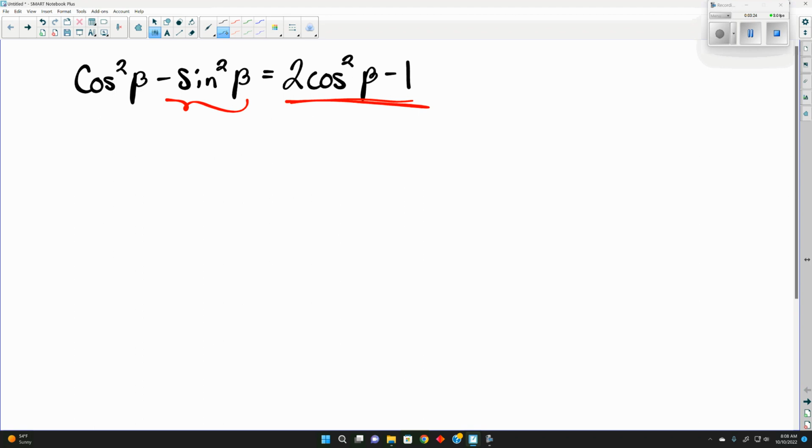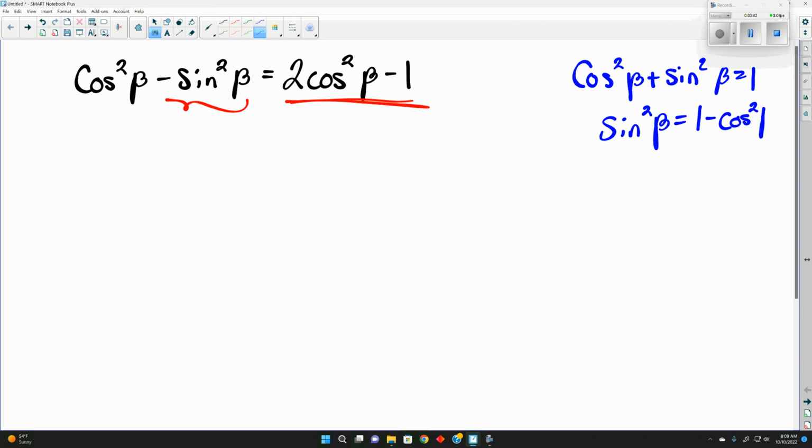And we know that cosine squared of beta plus sine squared of beta is equal to 1. Which means that sine squared of beta is equal to 1 minus cosine squared of beta. So we can go on and replace that and say cosine squared of beta minus, here, 1 minus cosine squared of beta, and we have this here.